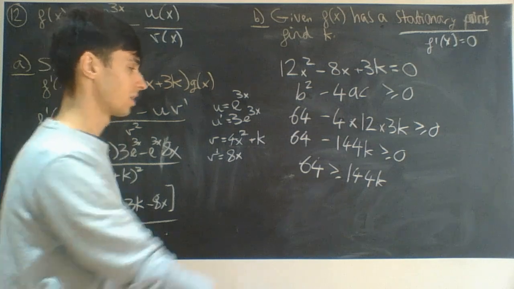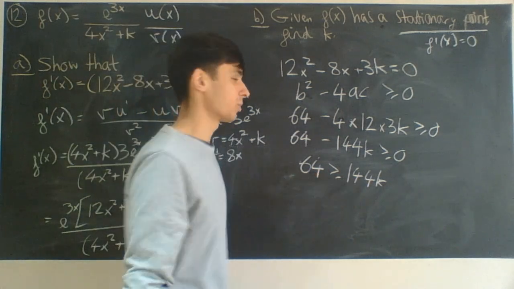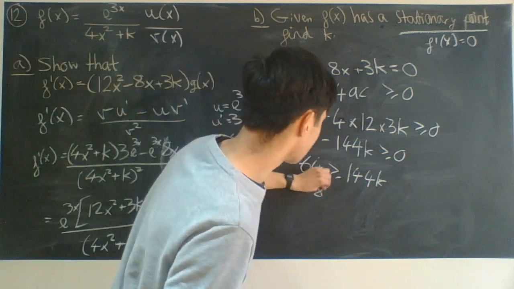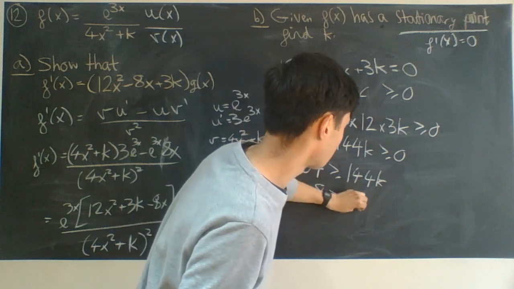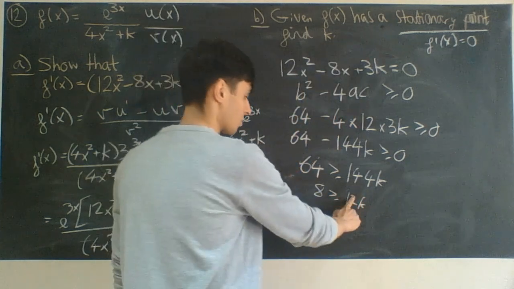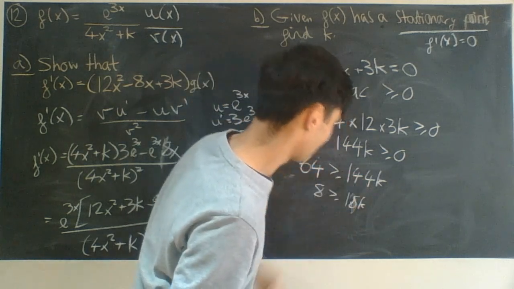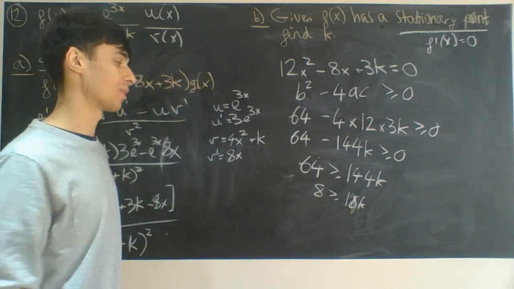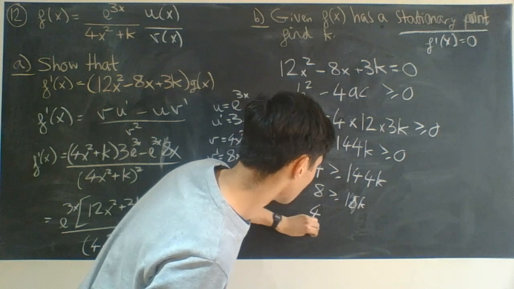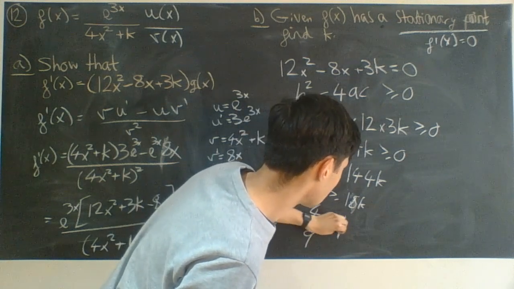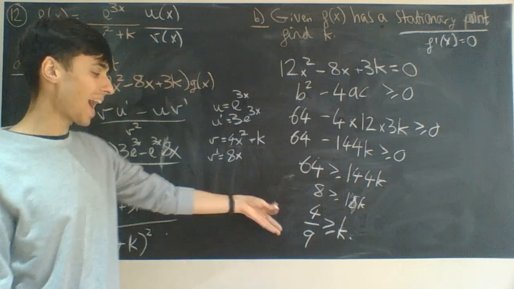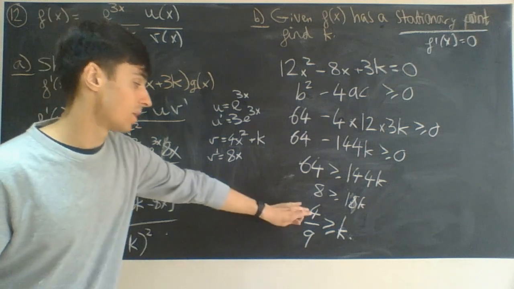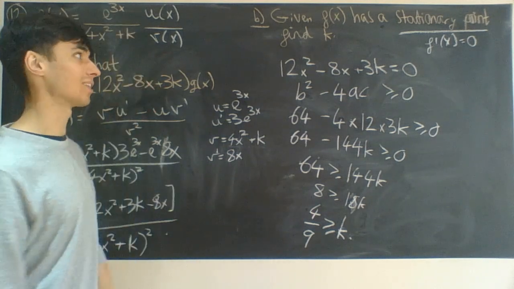Well, what can we do here? 64 and 144 are both multiples of 8. So if we divide them both by 8, we would get 8 is greater than or equal to, definitely not 12, it should be 18k. And then if we divide through, we'll have 8 over 18, which is actually the same as 4 over 9, is greater than or equal to k. So that tells us that to have a stationary point or more than one stationary point, k has to be less than or equal to 4 over 9 for this question.